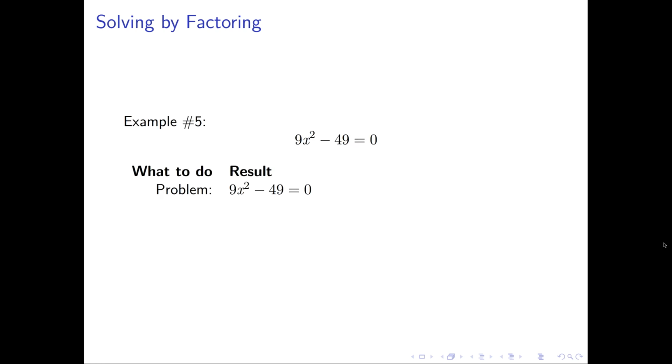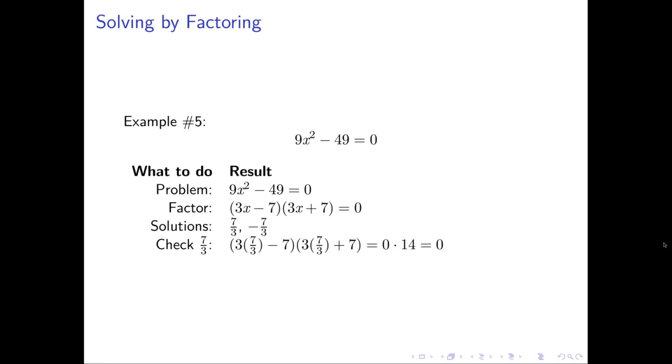Okay, number 5. So in this one, there's no x term. So what do we do? Well, this one happens to be a difference of squares. So we can factor this as a difference of squares to 3x minus 7 times 3x plus 7 equals 0. And then find that the solutions are 7/3 and negative 7/3. And we can check the first solution, 7/3, and see that it works. And then the check for negative 7/3 is just the same.